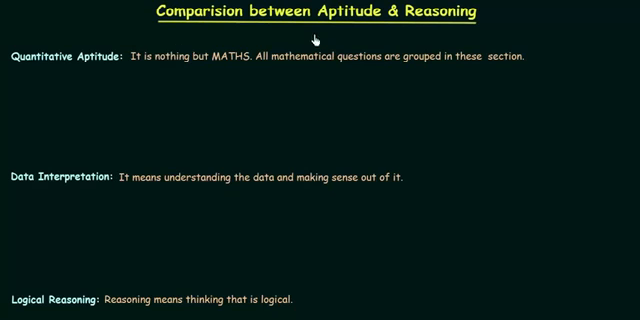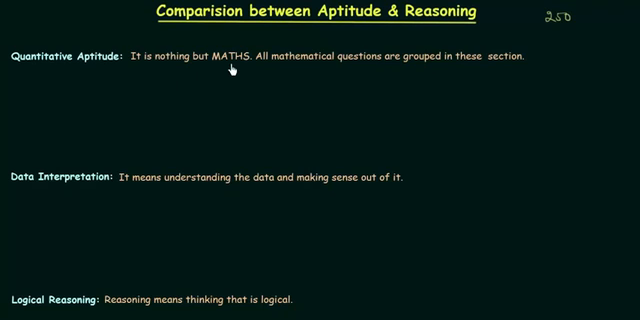Welcome to the first lecture in a series of lectures on reasoning and aptitude. We will have more than 250 lectures in this series, so it is a long journey, and we will start with basic definitions. First we will try to understand quantitative aptitude with one example, then data interpretation, and finally logical reasoning. So we will start with quantitative aptitude.